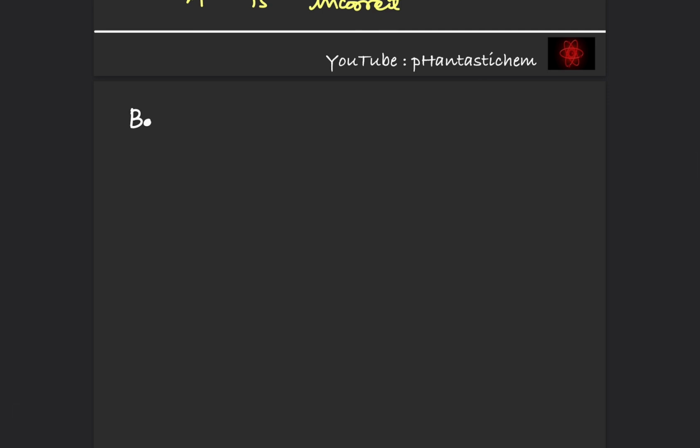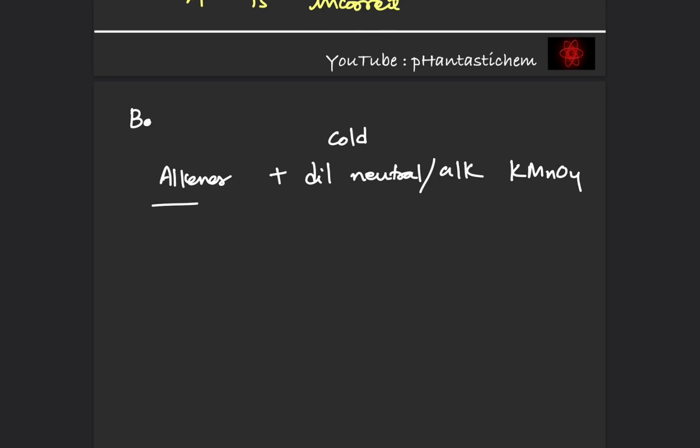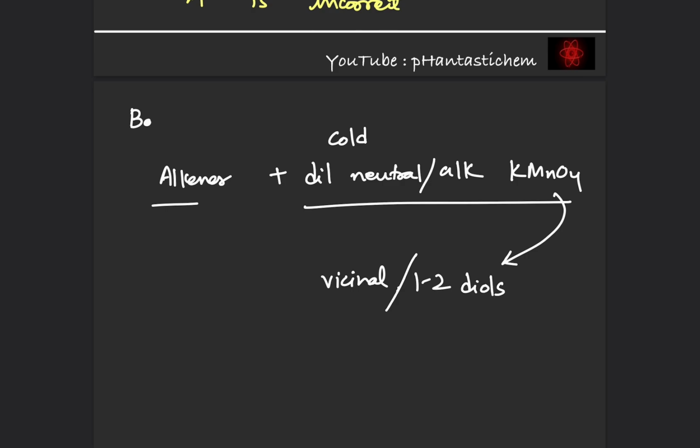Bayer's test: alkenes are readily oxidized by cold, dilute, neutral or alkaline KMnO4. Be careful, cold, dilute KMnO4 solution. Whenever alkenes react with it, we get vicinal or 1,2 diols. Basically they are converted into OH groups adjacent to each other, and this KMnO4 itself gets reduced to MnO2.